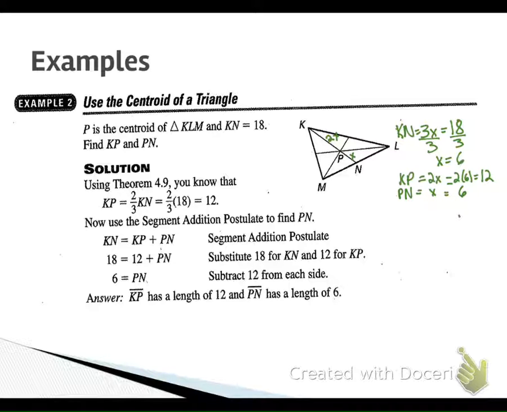So the first part is if you are given the whole length of the median, you set it equal to 3x. You divide and you solve for x. You know the top part by the vertex is going to be 2x. You multiply it by 2. And the bottom part by the flat side of your triangle, the base, is going to be just x.